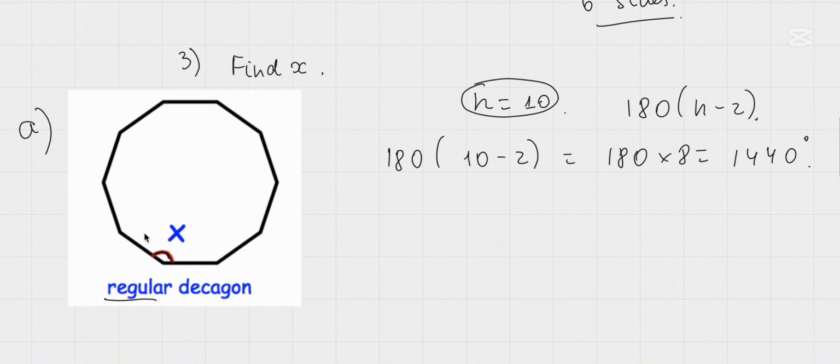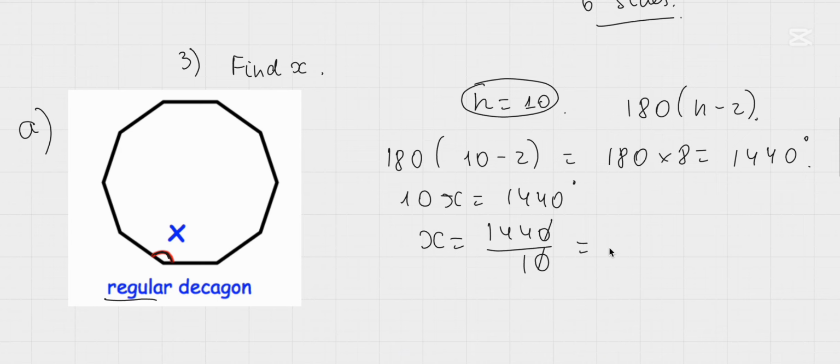Now let's find one of them. As we mentioned, we have 10 angles, so imagine 10 x's. So 10 x's will be 1440. So x will be 1440 divided by 10, which makes 144 degrees. So it means if we have a regular decagon, one of its interior angles will be 144 degrees.